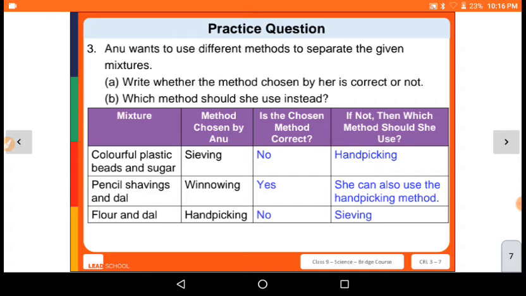Flour and dal, hand-picking method. No, why? Because it will take more time. It will consume time to separate this. So it's better to use sieving, because flour will pass through the sieve easily.